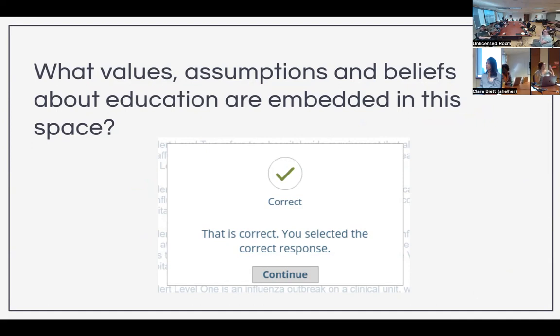But I have 2 examples of digital environments, and similar to our physical environment that we looked at earlier, I want you to look at this and tell me what values, assumptions, and beliefs about education are embedded in this space. So the picture has a green check mark. It says correct, and it says this is correct. You selected the correct response. Continue. So what values, assumptions, and beliefs about education are embedded in this space?